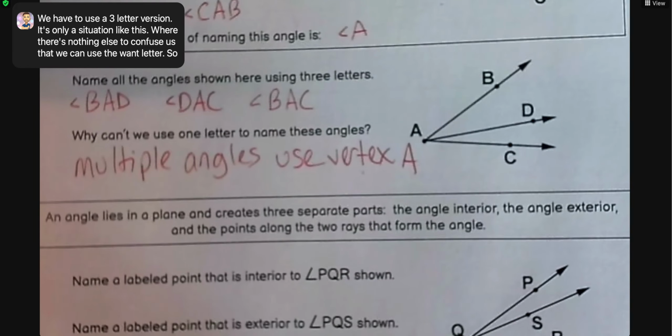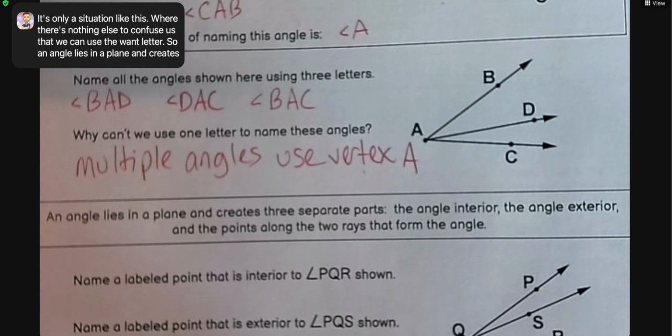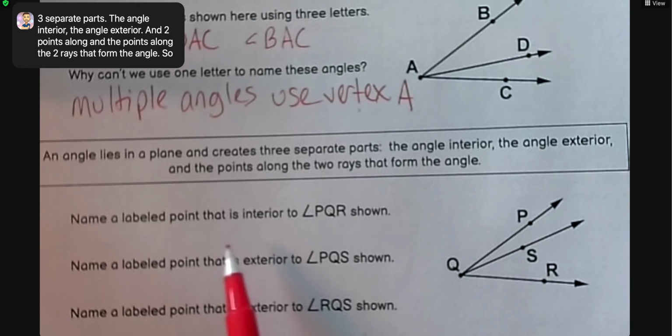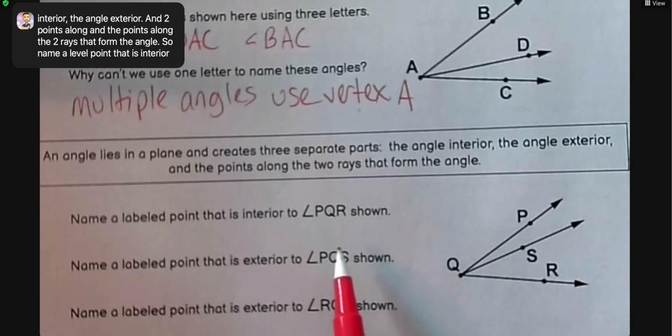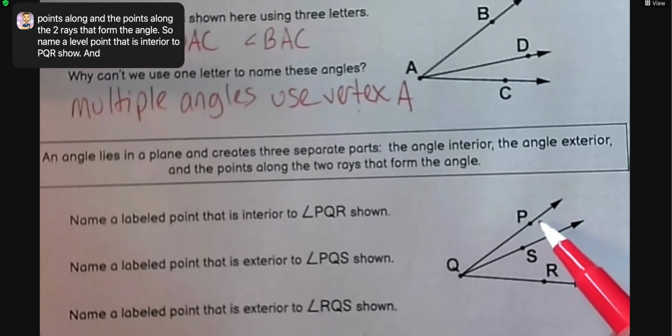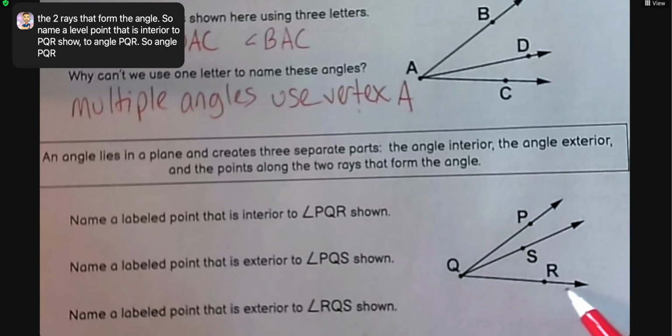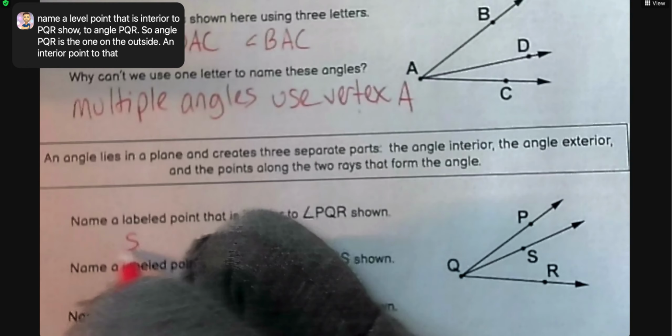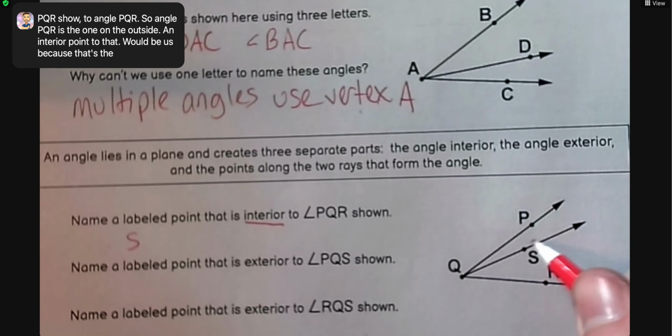So an angle lies in the plane and creates three separate parts: the angle interior, the angle exterior, and the points along the two rays that form the angle. So name the label point that is interior to angle PQR. Angle PQR is the one on the outside, and an interior point to that would be S, because that's the point inside it.